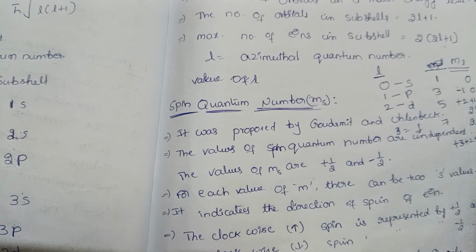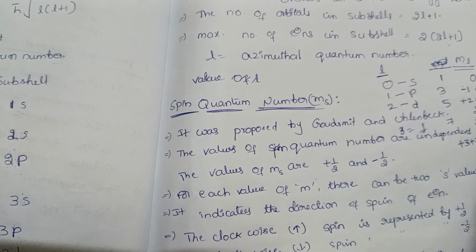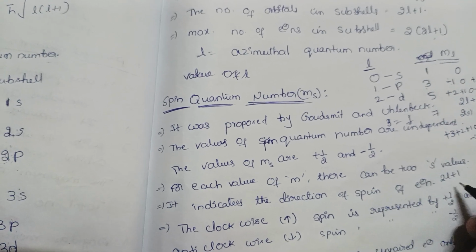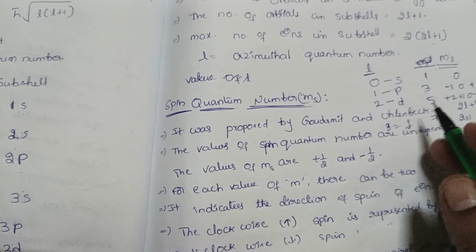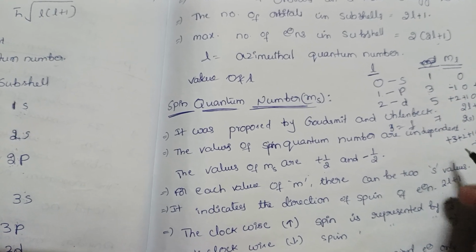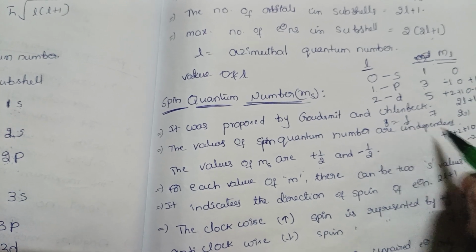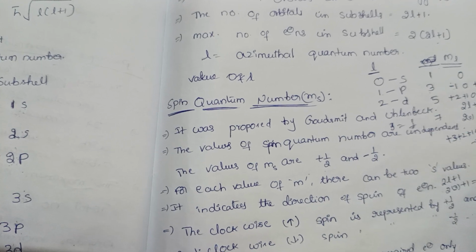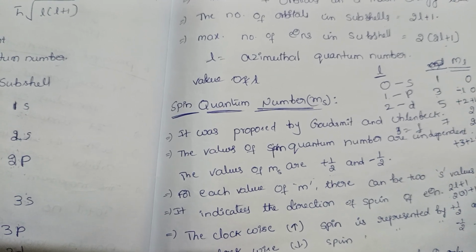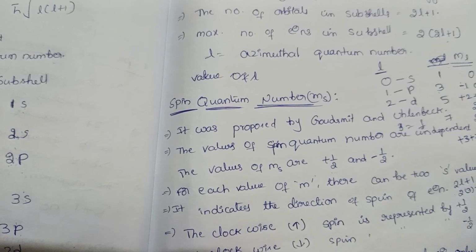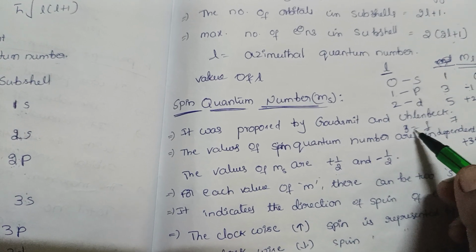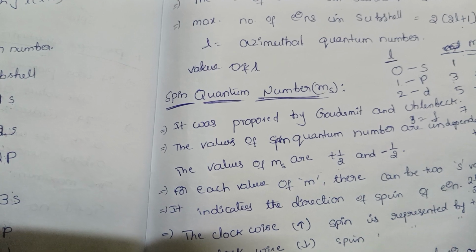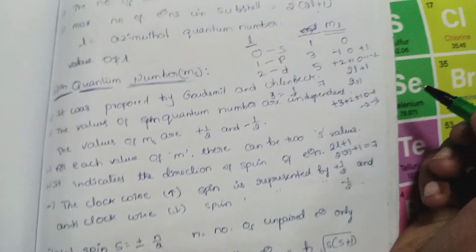If you want to calculate by using the formula 2L plus 1, right? For f, when L equals 3, 2 into 3 plus 1 equals 7. So there are 7 m values when L equals 3: 1, 2, 3, 4, 5, 6, 7, like that.